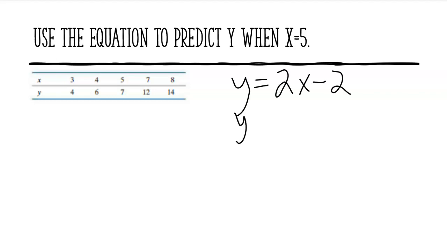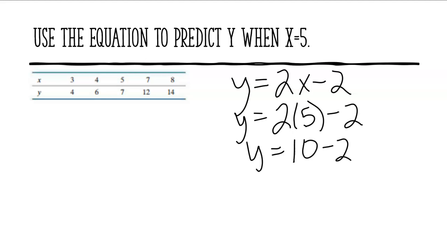And so the way we would do that is we will replace x with 5. And we will say y is equal to 10 minus 2, because 2 times 5 is 10. 10 minus 2 is 8. So y is equal to 8. So this is how we would use that equation that we just came up with, the line of best fit, to predict the value for y when you're given a certain value of x. So we predict that y will be 8 when x is 5.